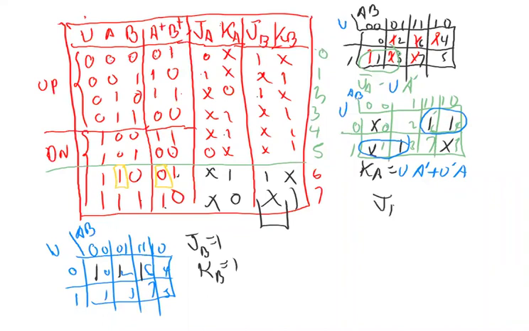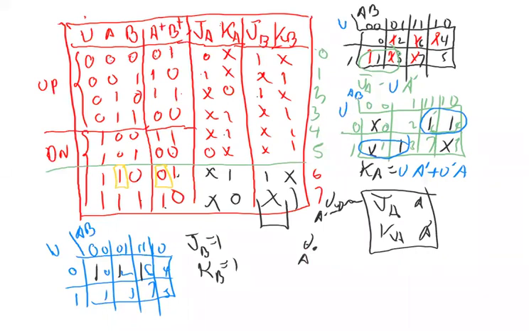J sub A, K sub A. J sub A is equal to U A prime, handed together. And then K sub A is equal to U exclusive or A. And now J sub B, K sub B can be wired together and set equal to 1. And that'll give me B prime. And that should give me my new up-down circuit.